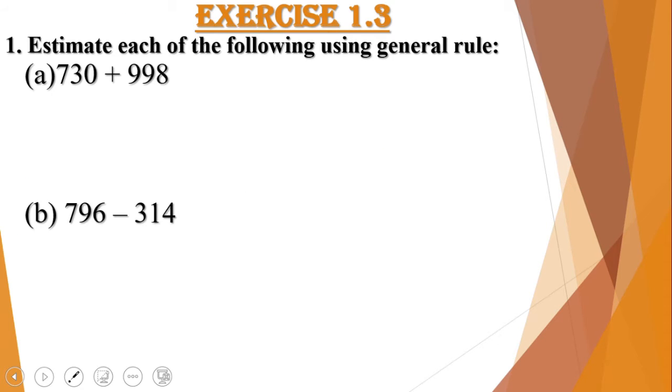Now the first question is: estimate each of the following using the general rule. Here we should use a general rule and estimate the following. Here we have addition and subtraction operations. First we should estimate the numbers and then use the operation. If the operation is add, we should add the estimated numbers. If the operation is subtract, we should subtract them. So let's start with the first question.